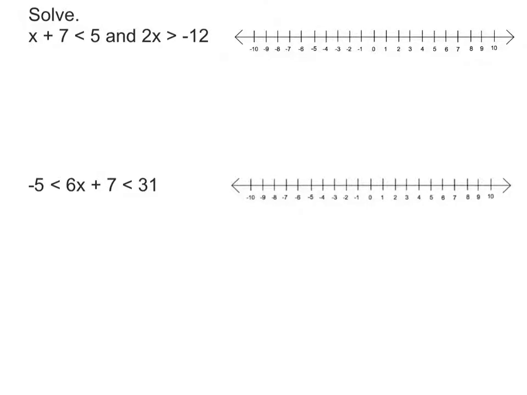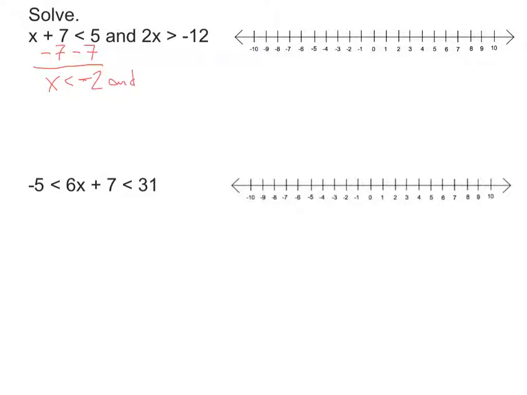So these are two inequalities that have been put together, and we want to figure out what values of x would be true in part 1 for both x plus 7 less than 5 and 2x is greater than negative 12. It has to be true for both things. So what we're going to do is simply solve both of these inequalities. So x plus 7 is less than 5. If I take that, I'm going to subtract 7 on both sides by the subtraction property, and x is less than negative 2.